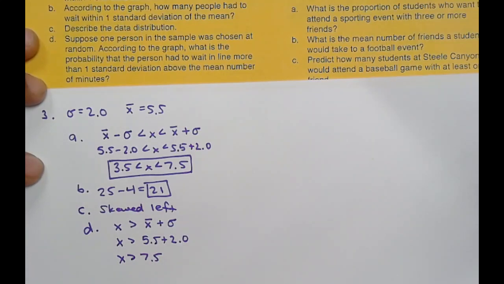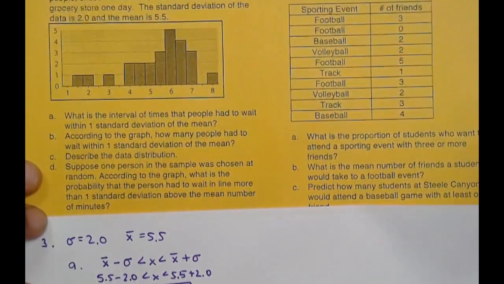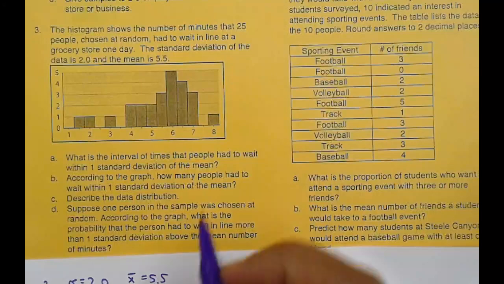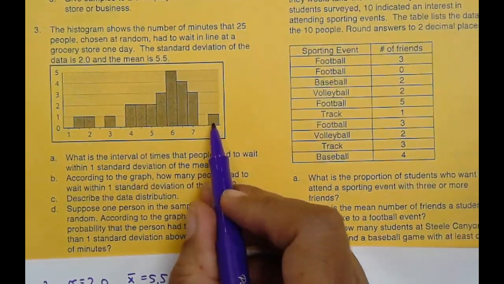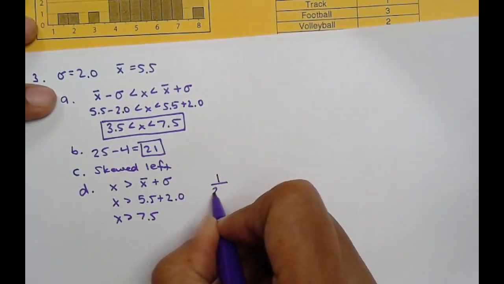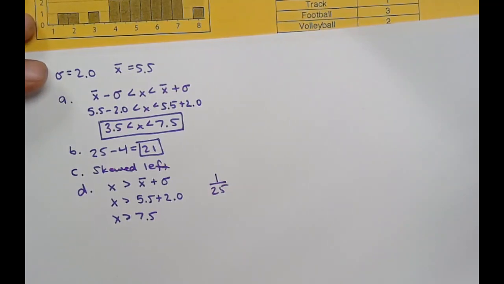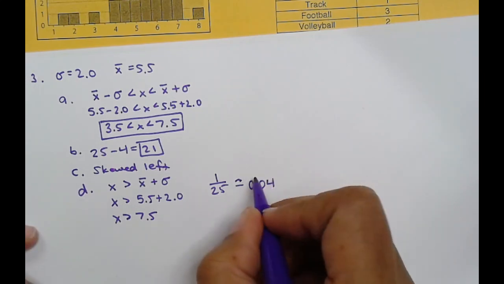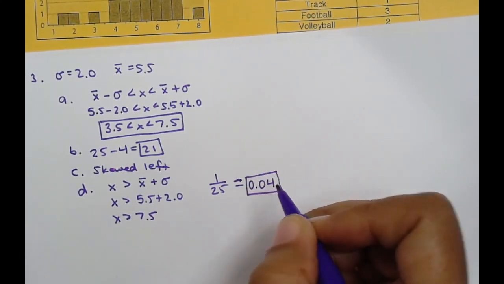So now we're going to go back into this graph and look for how many people were greater than 7.5. And if I look at my graph, I only have one person that's greater than 7.5. That's this 8th person. So 1 out of how many? 1 out of 25 people. And if you do 1 divided by the 25 people, you get a total of 0.04, I should say. So this is the probability.